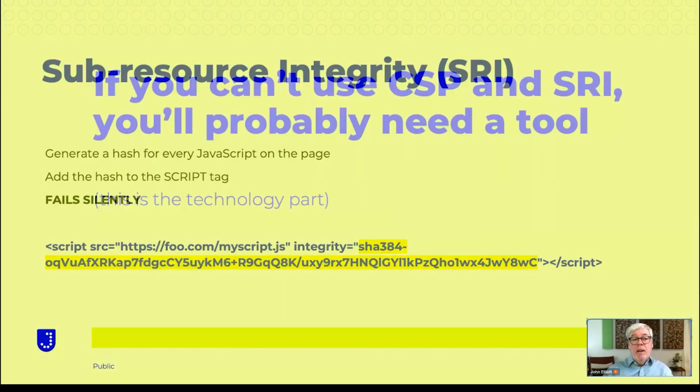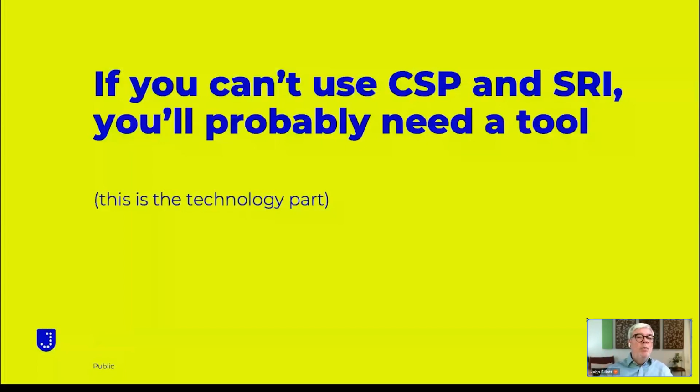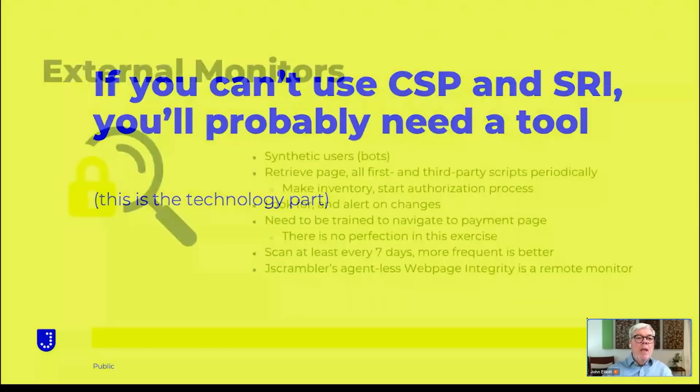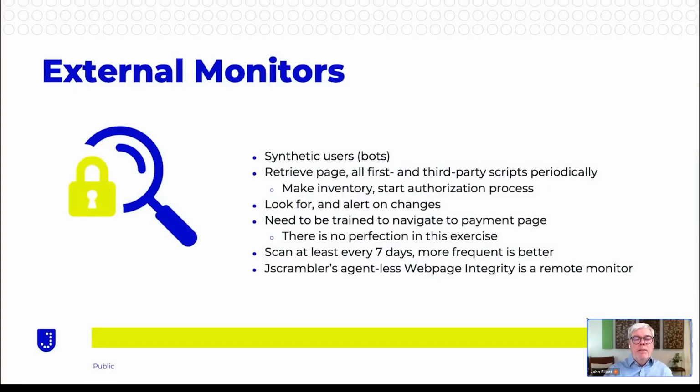If you can't use CSP and SRI, you'll need a tool. And there are two sorts of tools that are in the market. The first are external monitors. So you can think of this as a synthetic user or a robot, effectively. They go to the payment page, they analyze it, they look at all the third-party scripts and the first-party scripts, they make an inventory, they can kick off an authorization process. Because they're inventorying, they can see there are changes when new scripts appear or existing scripts are changed, and then they can send you an alert.